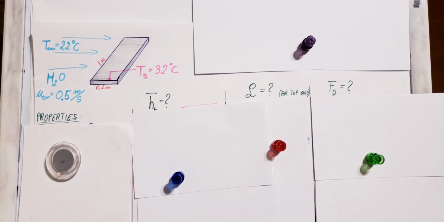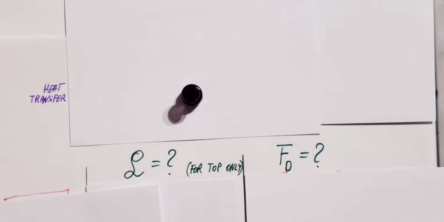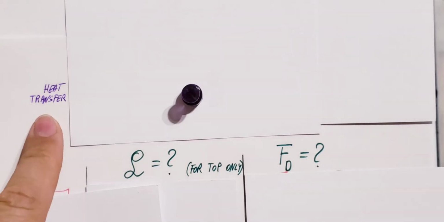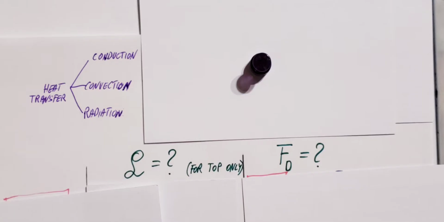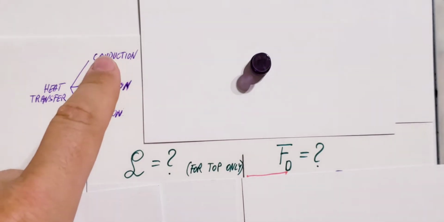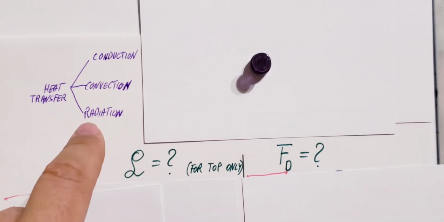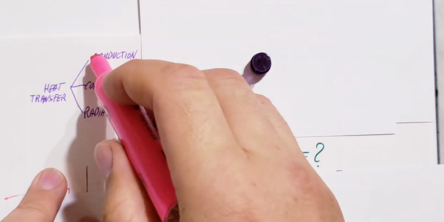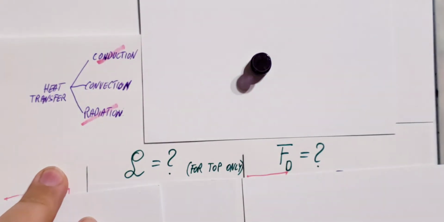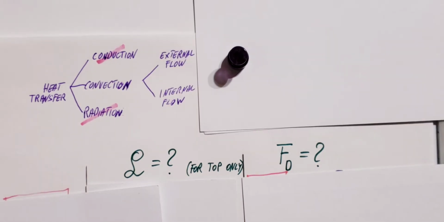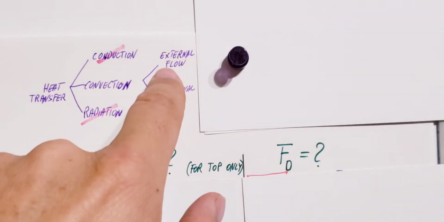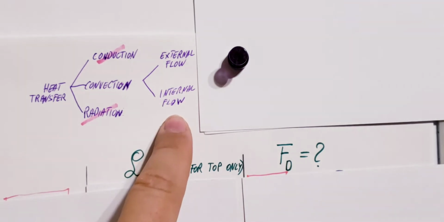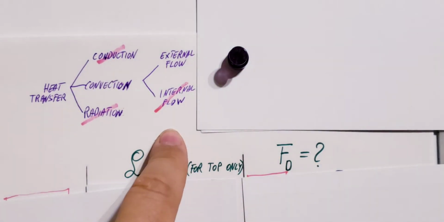So let's think, what kind of situation are we dealing with? This is a heat transfer problem, right? Now there are three main categories in heat transfer: conduction, convection, and radiation. Here we can tell that we are dealing with convection, so conduction and radiation we can cross out. Now what kind of flow are we dealing with? We are not in a tube or a duct, so we are dealing with external flow, not internal flow. I'm going to cross it out.